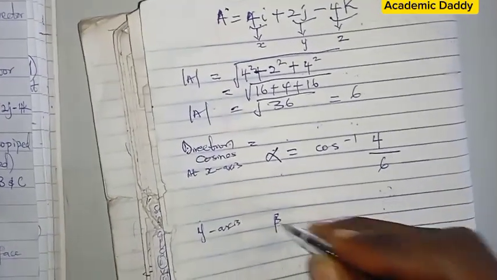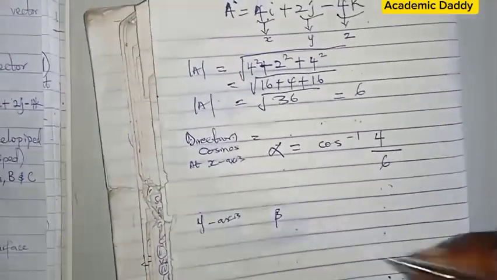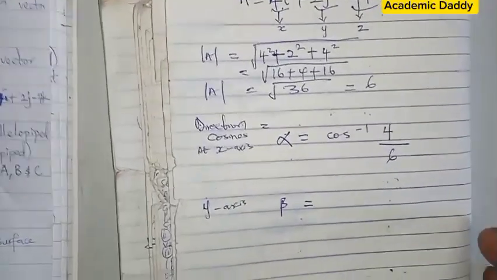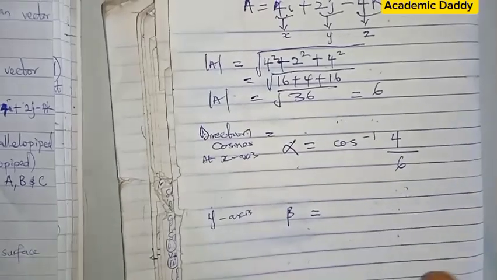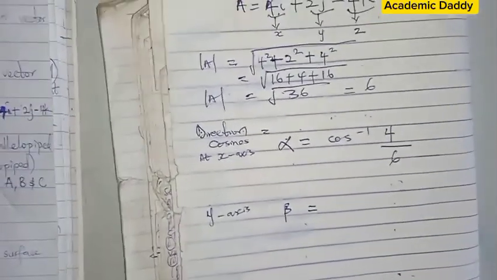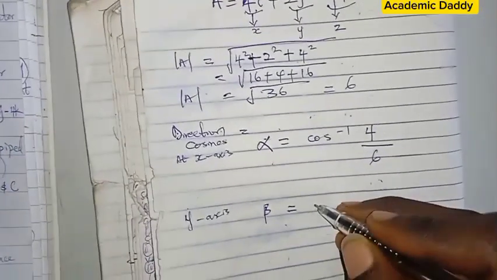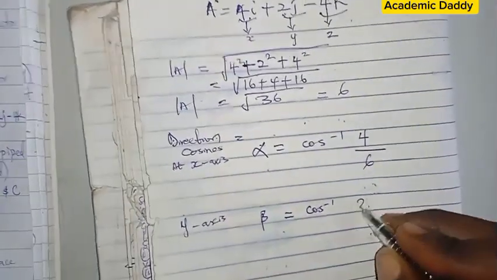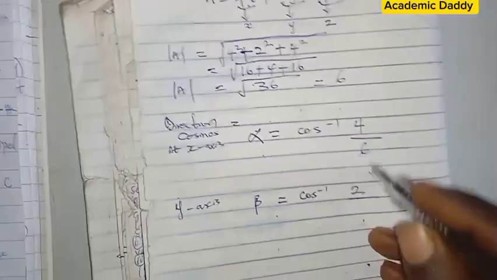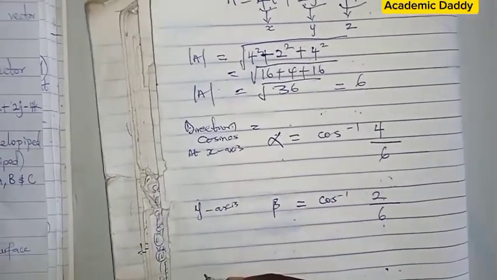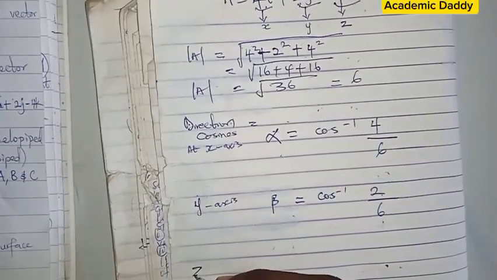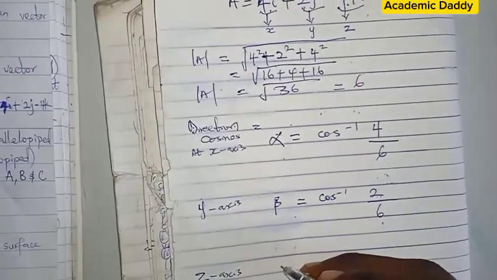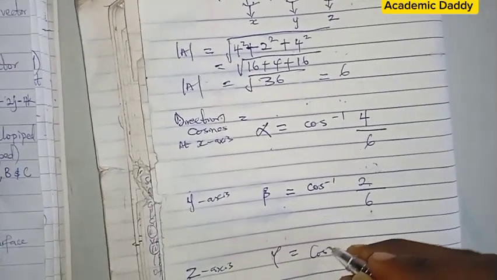Now at the y-axis, we'll call it beta, or you can still call it theta. But when you call it theta, it means the full angle. Whenever we are talking about partial angles, we normally use alpha, beta, and gamma. So beta equals cos inverse of what is on the y-axis, which is 2, all over the magnitude 6. Then on the z-axis, which is k, what we have here is 4. So we say gamma equals cos inverse of.